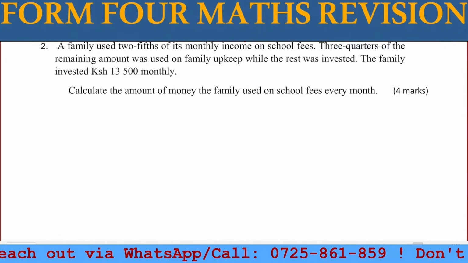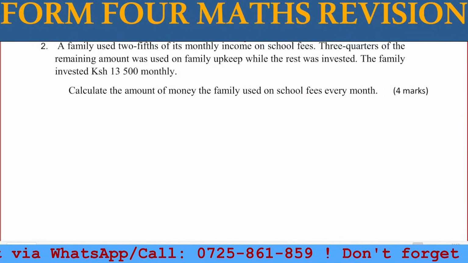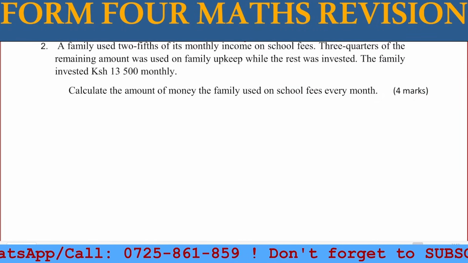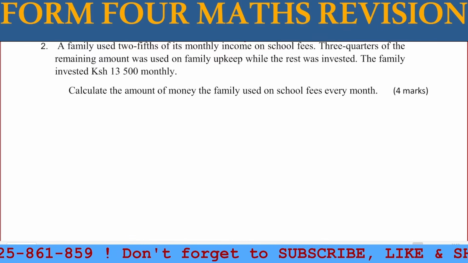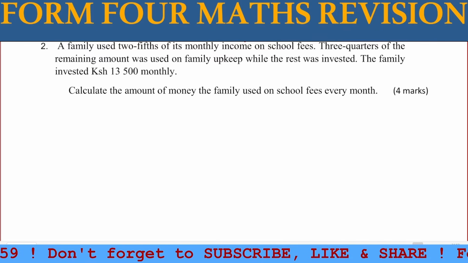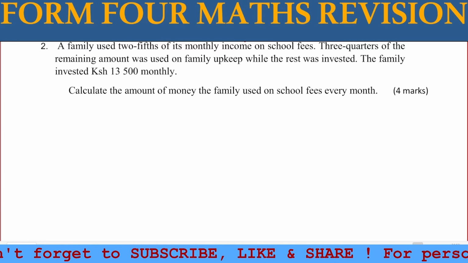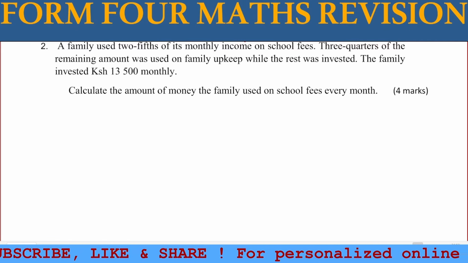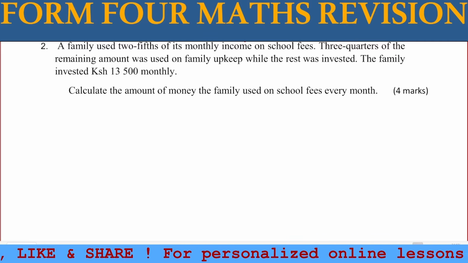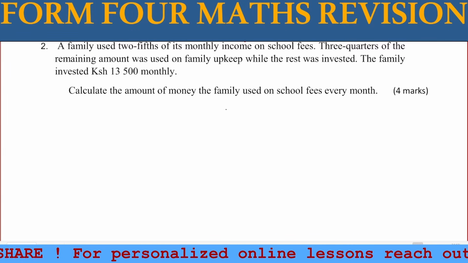Question 2. A family used 2/5 of its monthly income on school fees. 3/4 of the remaining amount was used on family upkeep, while the rest was invested. The family invested 13,500 shillings monthly. Calculate the amount of money the family used on school fees every month. So these are questions on fractions. Let's go to the solution.